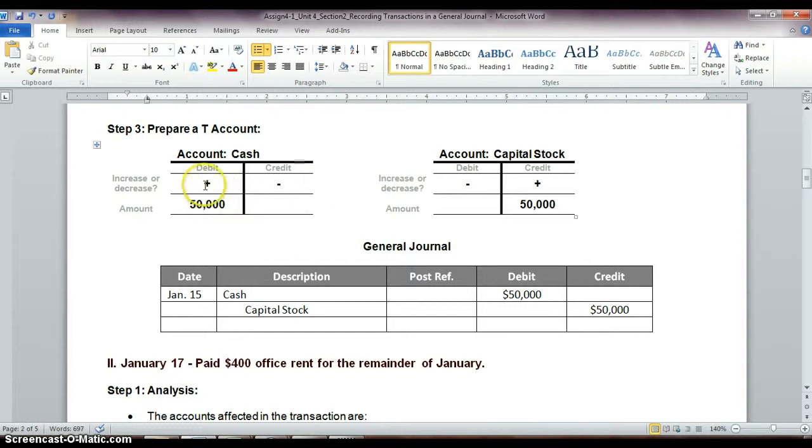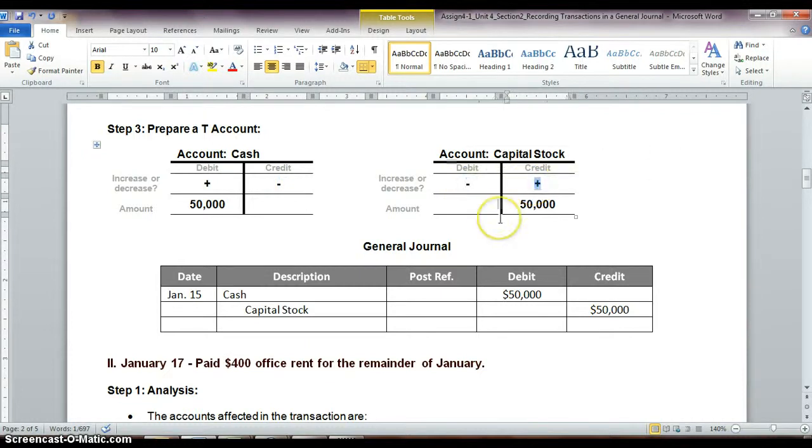Another thing new with this assignment is you're going to have to tell me whether or not your debit and credit sides will increase or decrease your account. I used to tell you that for you, but now you have to start making that decision on your own. So, like we said in our analysis, we increase our debit by $50,000, so we type that in there. We increase our capital stock by $50,000, which is a credit.